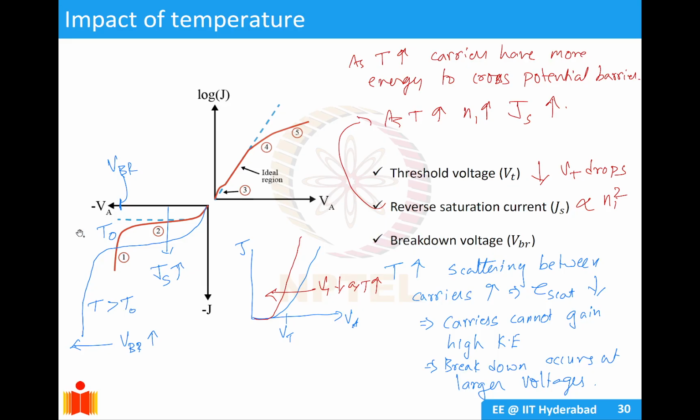Also, your breakdown voltage will increase. As your temperature increases, the scattering between carriers will also increase. So your scattering time will reduce, and due to this, your carriers will not be able to gain very high kinetic energy. So they will need a much larger voltage for breakdown to happen.